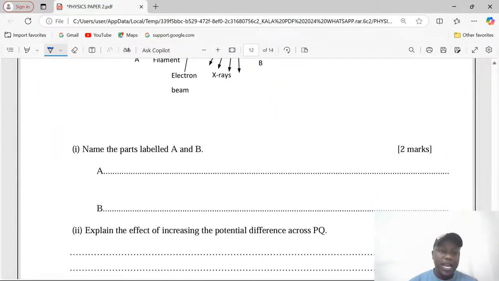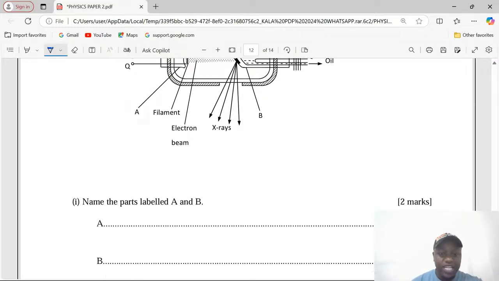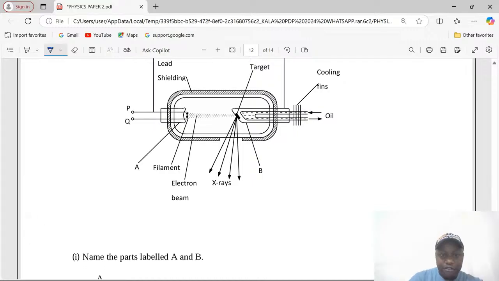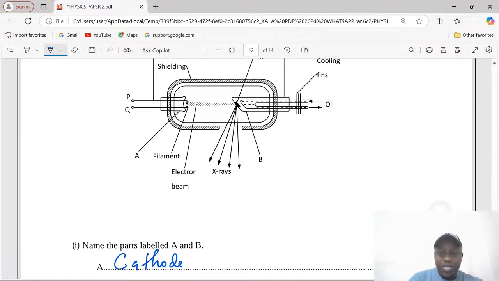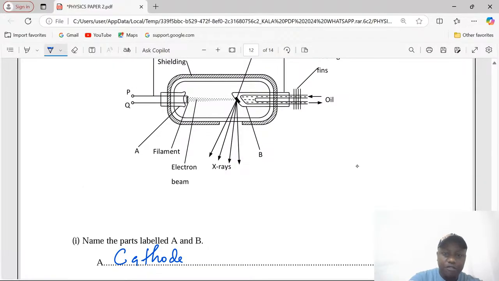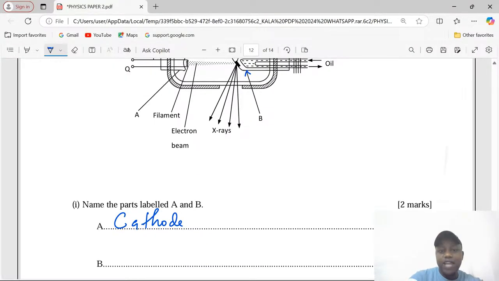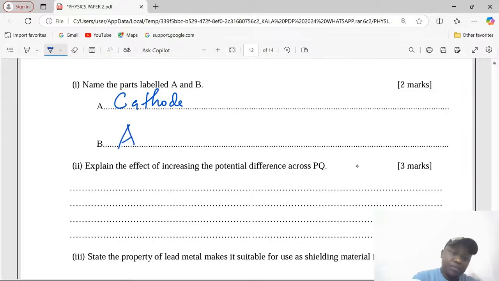Part 1, name the parts labeled A and B. Let's get to the diagram so that we may know A and B. So A, we can see it is the focusing cathode, or simply the cathode. Then what about B? When you look at B, the arrow for B is pointing at the anode.